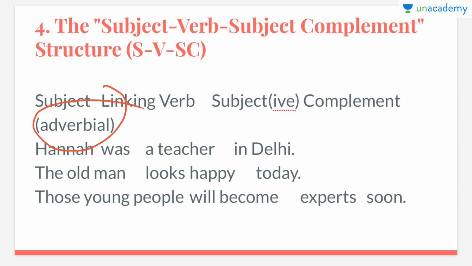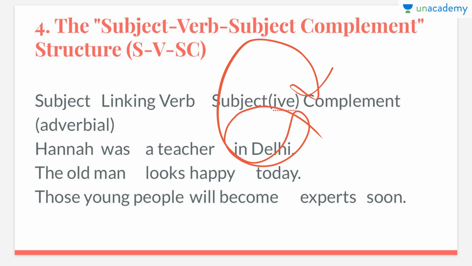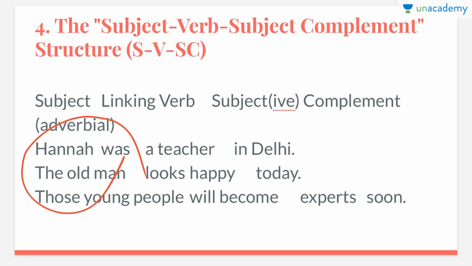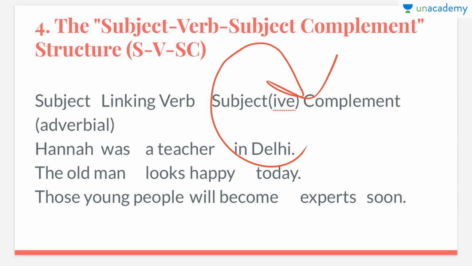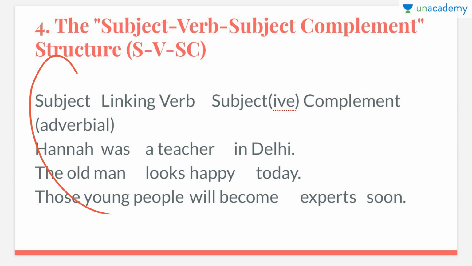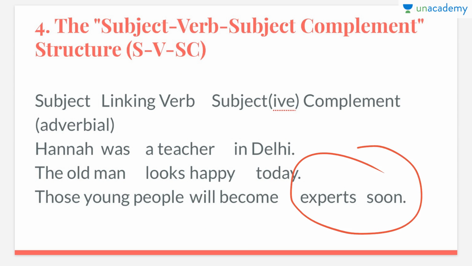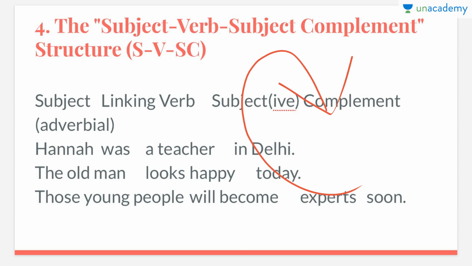So don't get confused between adverbial, object and subject complement. Hannah was a teacher in Delhi: Hannah is the subject, was is the linking verb, a teacher is the subject complement, in Delhi is the adverbial. The old man looks happy today: the old man is the subject, looks is the linking verb, happy is the subject complement, today is the adverbial. Those young people will become experts soon: those young people is the subject, will become is the linking verb, experts is the subject complement, soon is the adverbial.